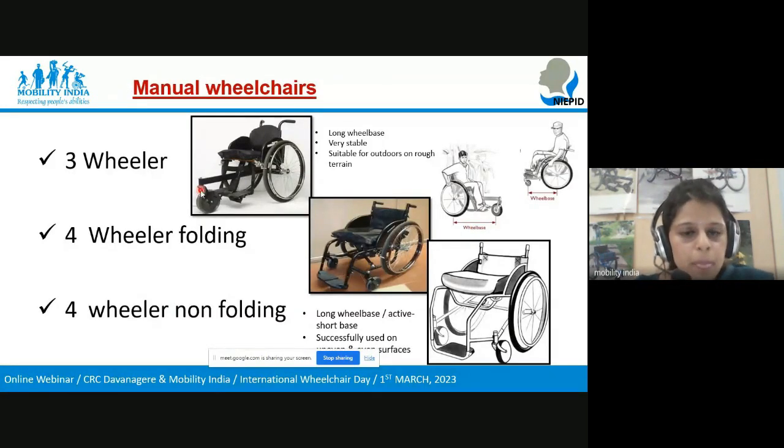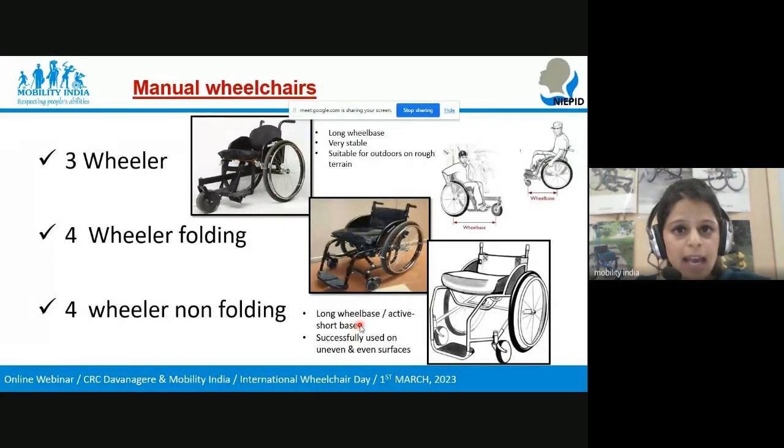Under manual wheelchair, we have a three-wheeler with a long wheelbase, which is very stable and much suitable for outdoor activities, moving on rough terrain, which can be prescribed in rural areas as well. Four-wheeler is available with the long wheelbase as well as with the shorter wheelbase. What you are seeing here is about the wheelbase I'm talking about. The long wheelbase is much suitable for outdoor activities, moving on uneven terrain, and the short wheelbase for indoor activities, for moving on soft and even surfaces.